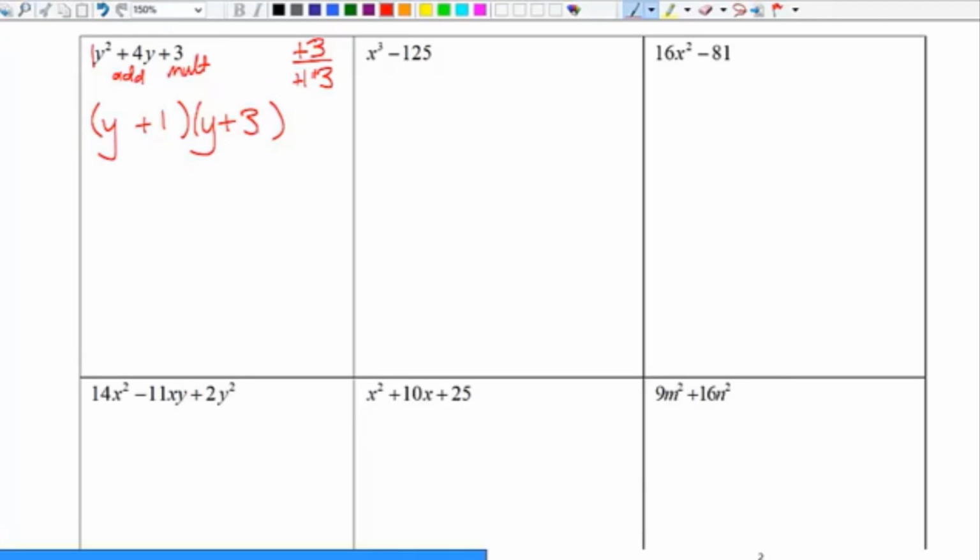Step 3 says, is the polynomial completely factored? Is there anything else I can factor in y plus 1? No. Is there anything else I can factor in y plus 3? No. So therefore, I have completely factored.